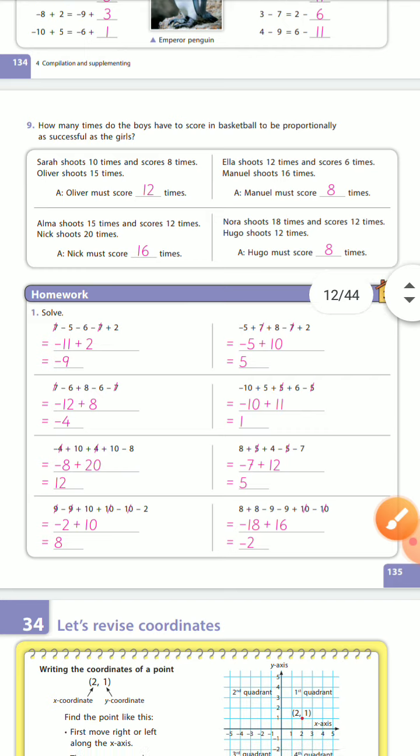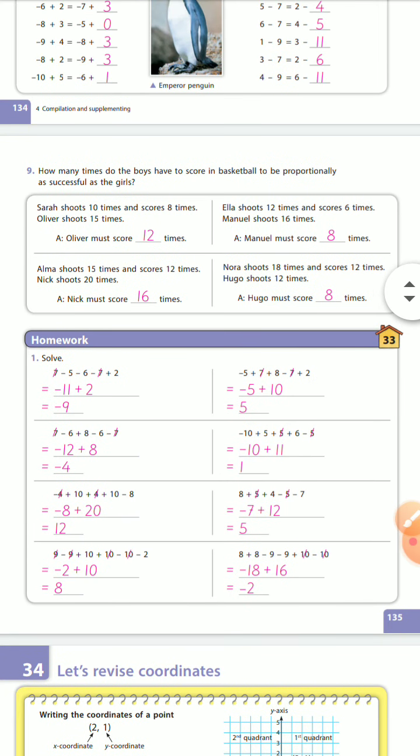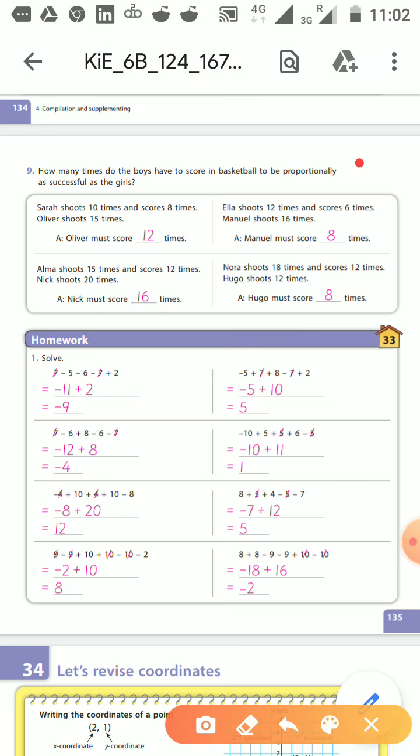Then you've got number 9. How many times do the boys have to score in basketball to be proportionally as successful as the girls? Okay. Now, Sarah shoots 10 times and scores 8 times. So Oliver shoots 15 times. Therefore, she needs to score 12 times.